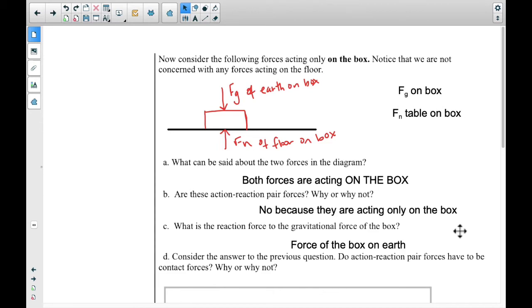So that box actually does exert a force upon the Earth. It's minuscule in comparison, right? Because the Earth is huge and the box is tiny. But there is a force of the box on the Earth.